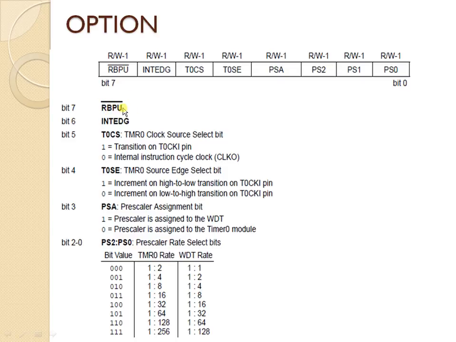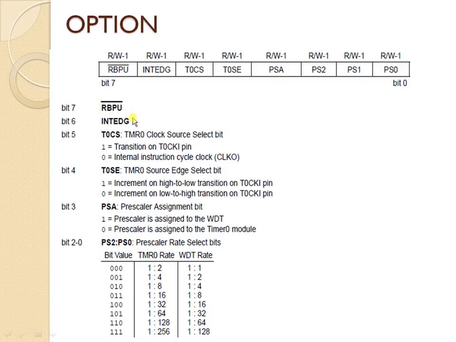So if a 0 is written into this particular bit, then the pull-ups get activated for port B pins. If you are programming this particular bit with logic 1, then pull-ups are disabled for port B.